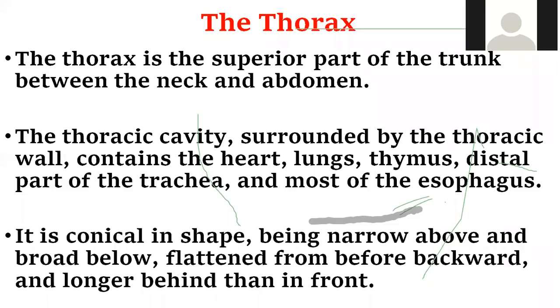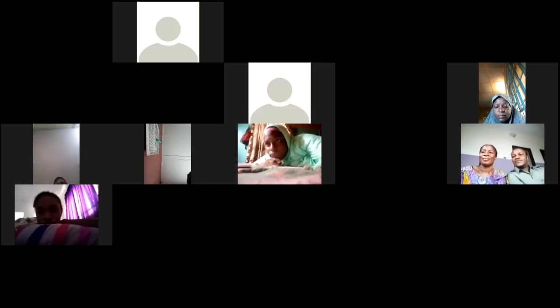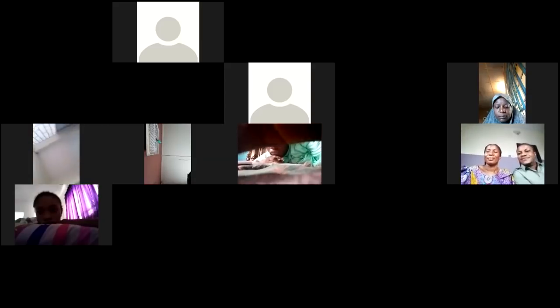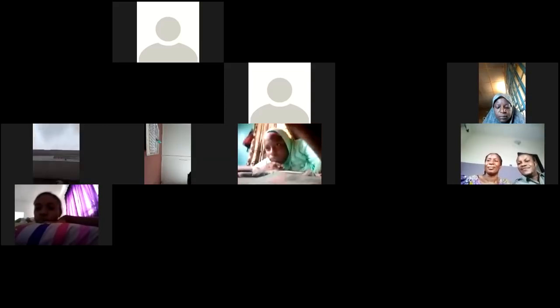I'm sure the floor of the thoracic cavity, you remember your diaphragm muscle, and you know that one is connected with the abdominal cavity. And you know the abdominal cavity is quite broad. So the front part of it is narrow, while the inferior part of it is broad.